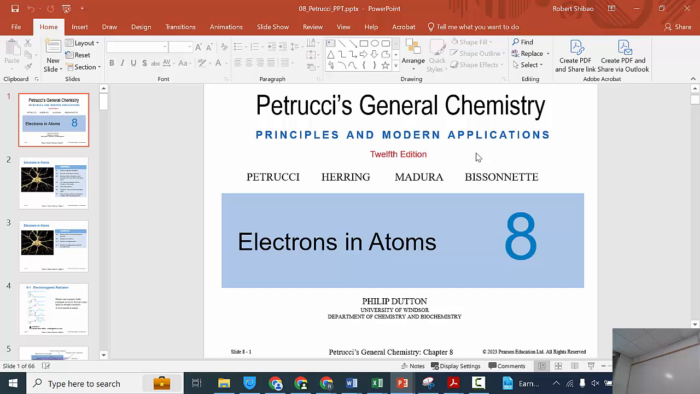Back in the, when was the nuclear atom model? Around the 1800s, late 1800s, something like that.